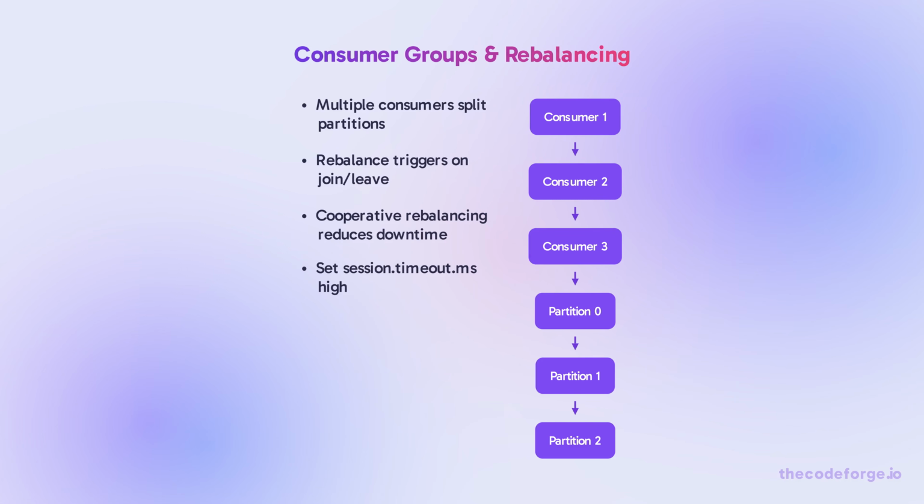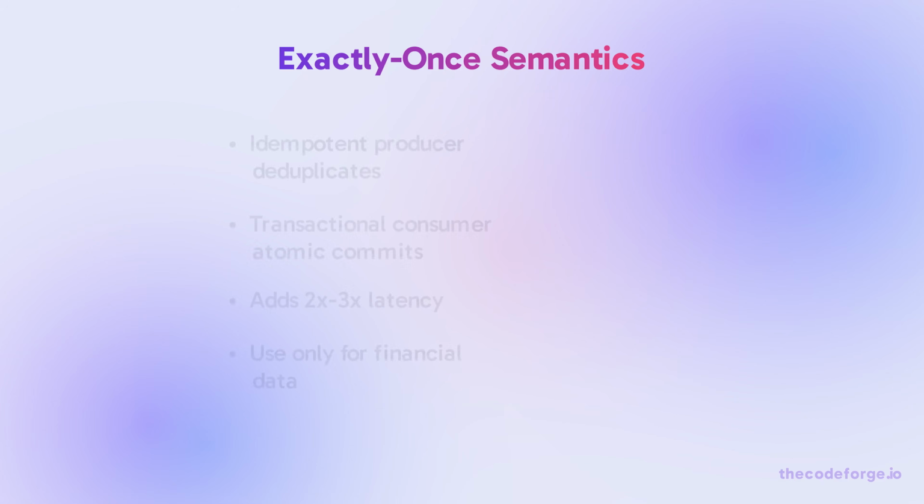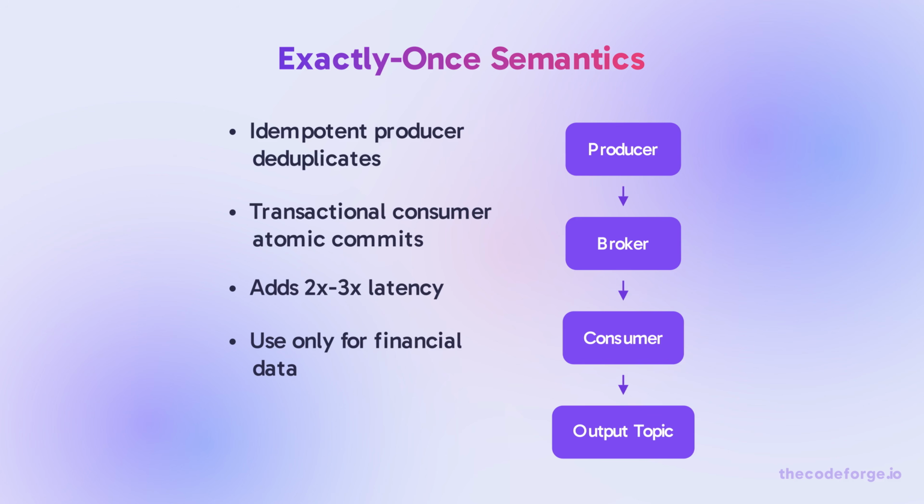Consumer groups allow multiple consumers to split partitions. When a consumer joins or leaves, a rebalance triggers. Use cooperative rebalancing to reassign only affected partitions, reducing downtime. Configure the consumer with cooperative rebalancing, appropriate timeouts, and a reasonable max poll records to avoid rebalances due to slow processing.